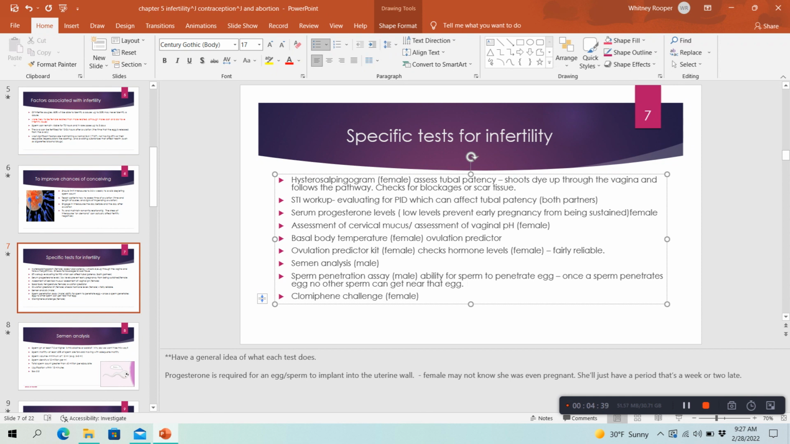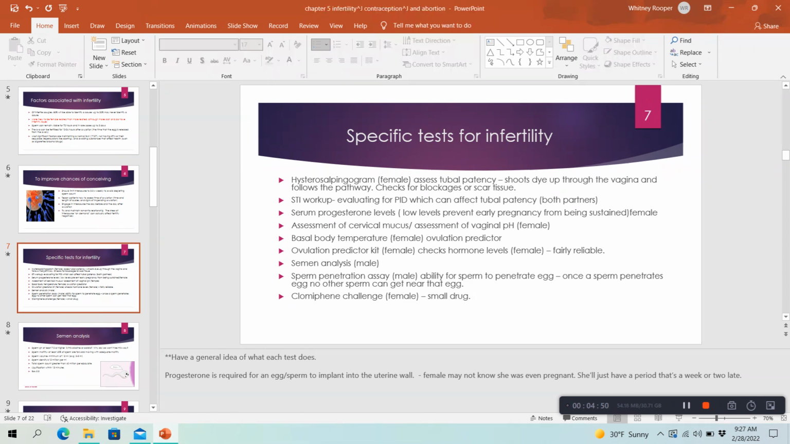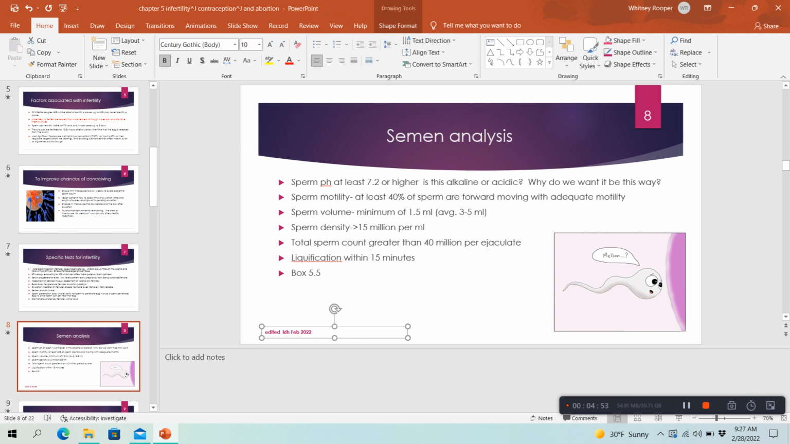This is one of the small drugs that we use to help induce ovulation in women that are ovulating regularly. Okay, semen analysis, just to talk a little further about what was on the previous page.